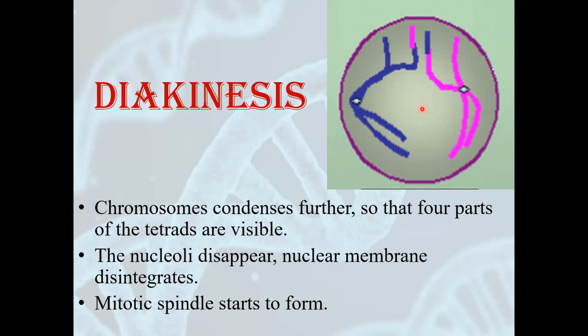And now what will happen? All those events will occur which had occurred in prophase of mitosis, like the disappearance of nucleolus, the disappearance of nuclear membrane, and the formation of spindle fibers. All these things will begin here. And now it will behave like the same phase, like prophase of mitosis.